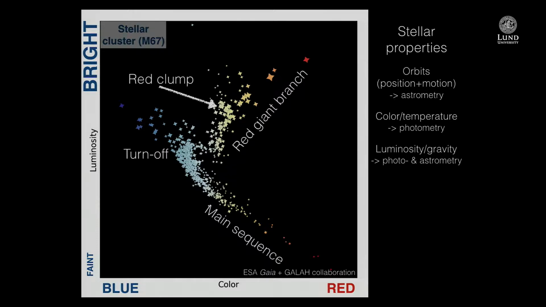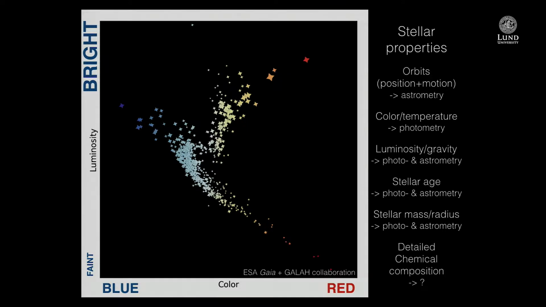And in these clusters, some of the great things is that these stars are born together, so we know they have the same stellar age. So we can use them to estimate the stellar age. However, as I said, the one thing that we're actually interested in is detailed chemical composition. And this we cannot get from just taking pictures.